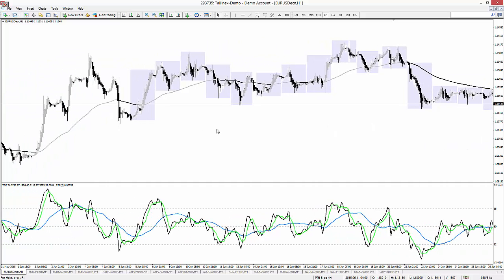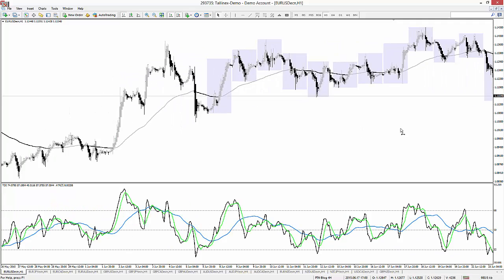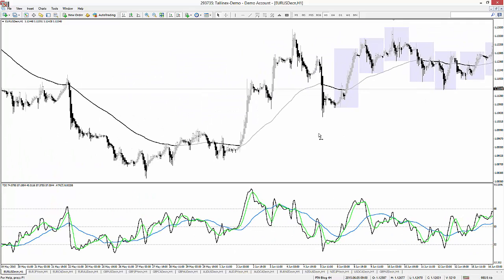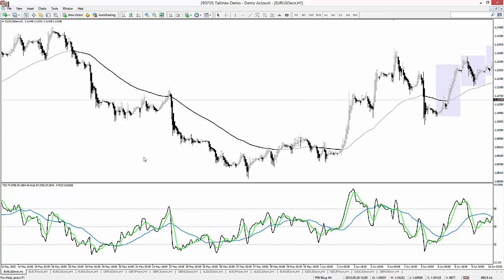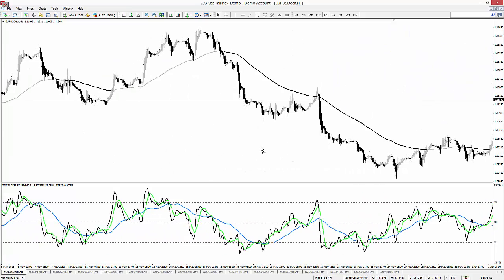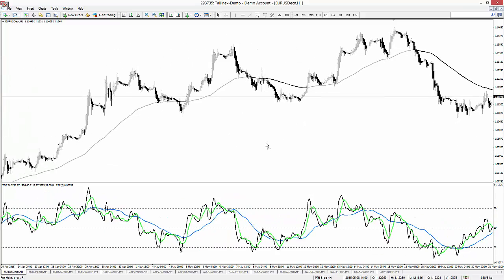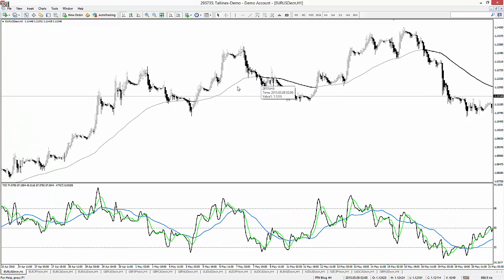I'm looking. Here is pretty close. This is not a perfectly symmetrical double top. If you were going to take a picture of a counter trend divergence trade, this would be it.